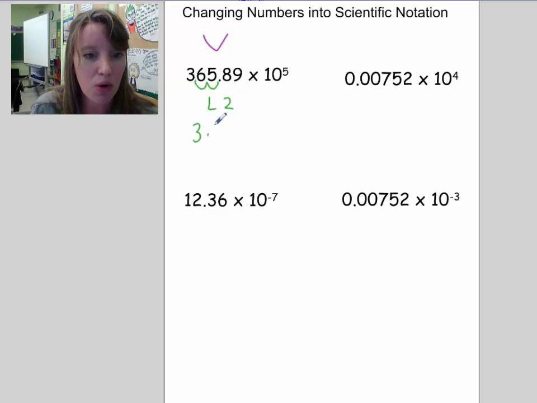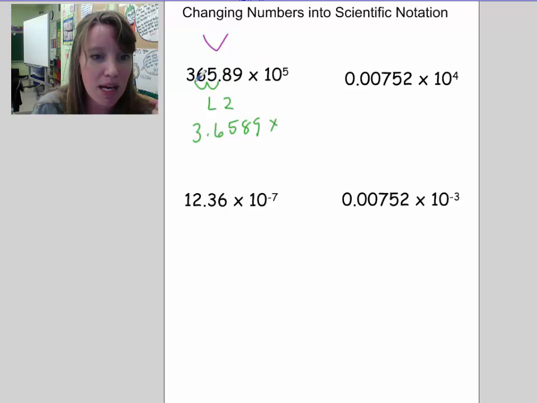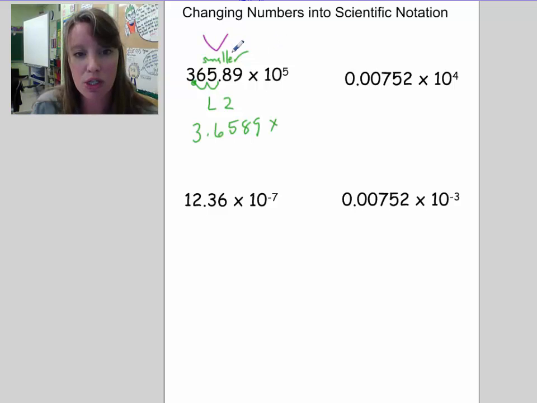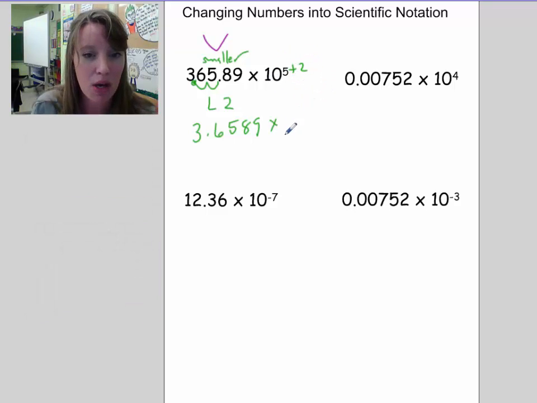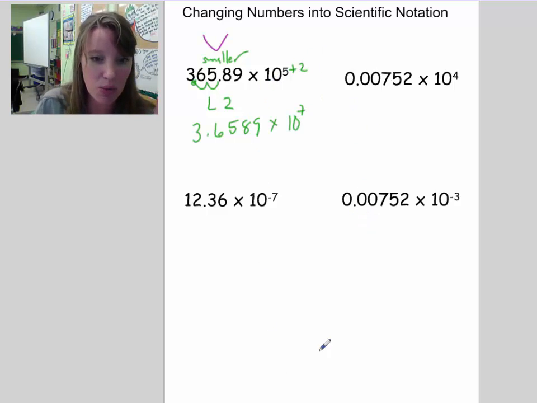So I'm going to rewrite the coefficient as 3.6589. Now, when I do that, I'm making this number smaller. Anytime I make the coefficient smaller, I'm going to add values. Essentially, I'm taking powers of 10 away from the coefficient. So I need to add those powers of 10 onto the exponent of the 10. So here I took 2 powers of 10 away from the coefficient, and I need to add those powers of 10 into the exponent to make these numbers equal to each other, right?